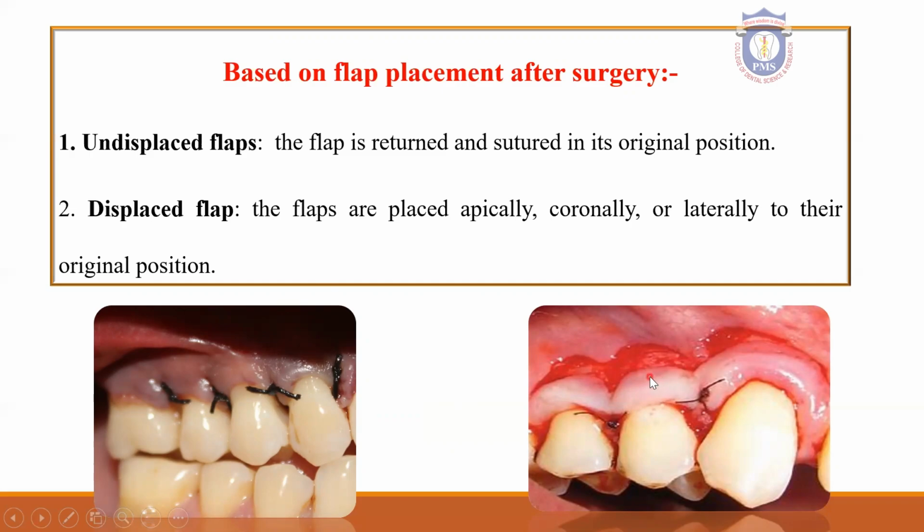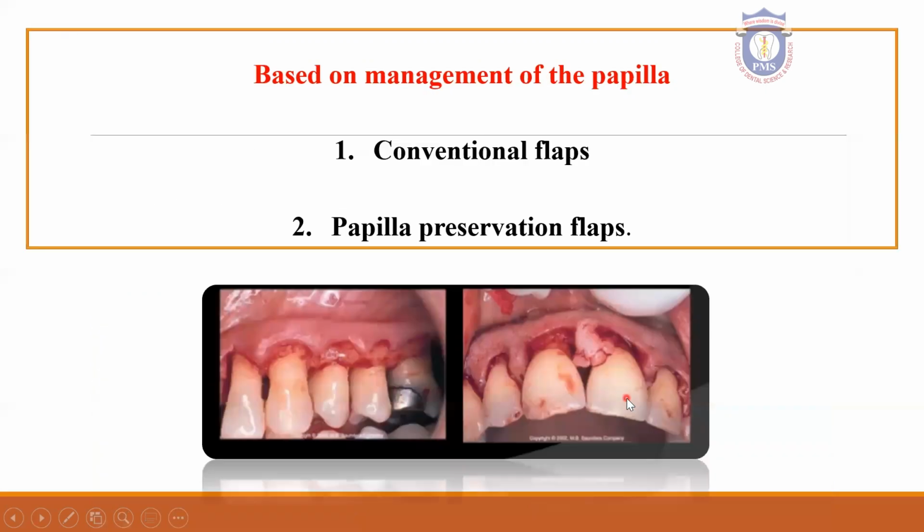So displacement can be in any direction. Need not be coronal always. You can even apically displace it or you can laterally displace it. So the third classification of flap is based on how you manage the interdental papilla.